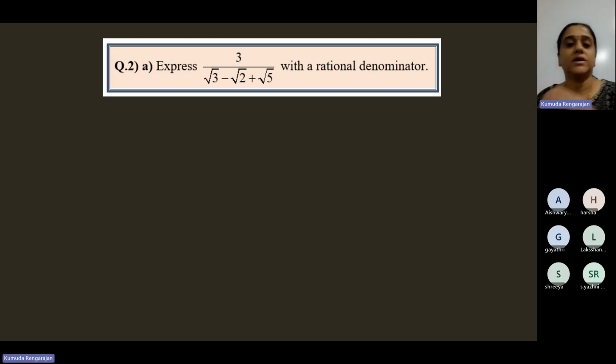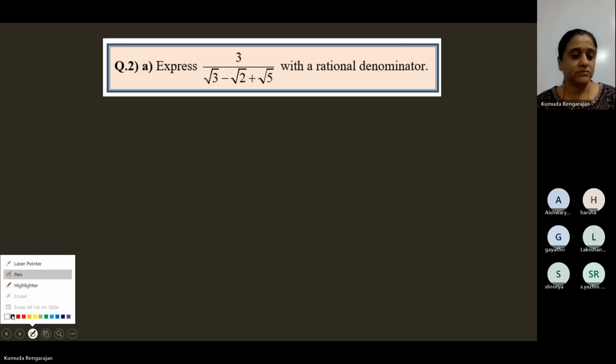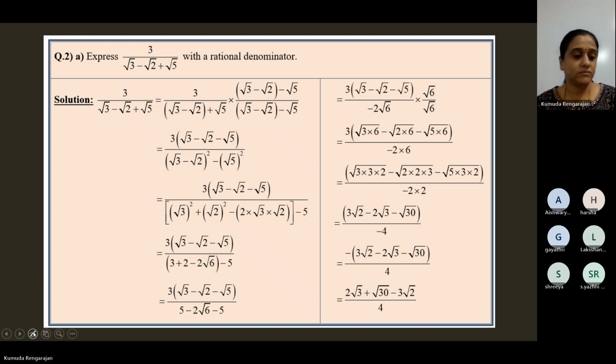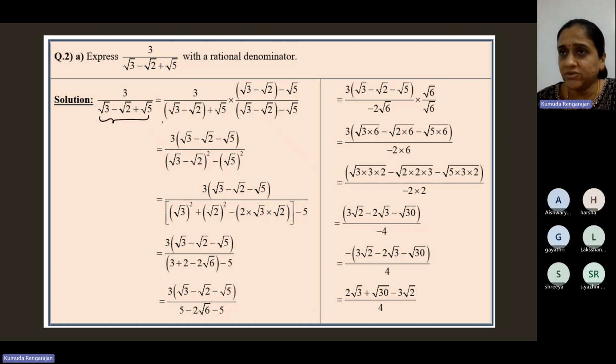See this question. Express 3 by root 3 minus root 2 plus root 5 with a rational denominator. All right. So first what we do is now the denominator has 3 terms. 1, 2, 3. We use brackets appropriately and we convert the denominator to look like having 2 terms.